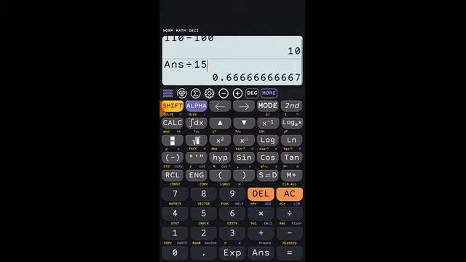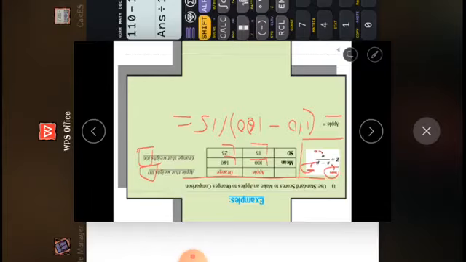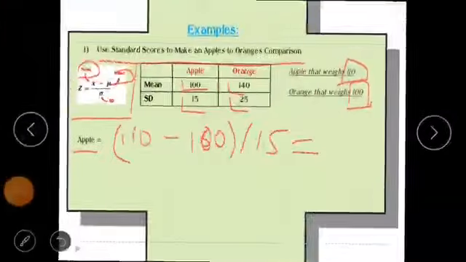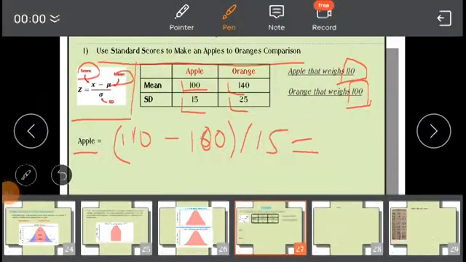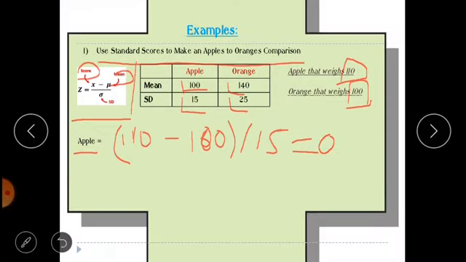So, meron tayong standard deviation na 15 sa apple, no? So, ang sagot ay 0.66667. So, run off natin yung second value. So, magiging 0.667 yung apple. Okay, so ayan yung standard score ng apple.